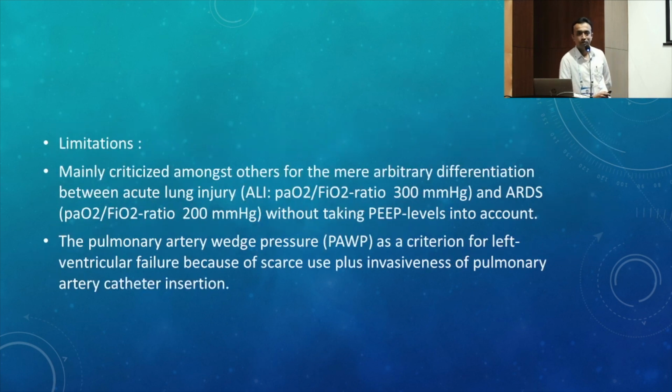This definition also had some limitations. There was an arbitrary classification as ALI, acute lung injury, and ARDS, based just on the PF ratio. If the PF ratio was 200 to 300, they labeled it as acute lung injury, and if it was less than 200, they called it ARDS. No logic in that. The other pitfall was that they recommended a pulmonary catheter to measure the pulmonary wedge pressure, which should be less than 18, mainly to rule out left heart failure as a cause of respiratory distress. This is another limitation because we rarely use these pulmonary catheters now.